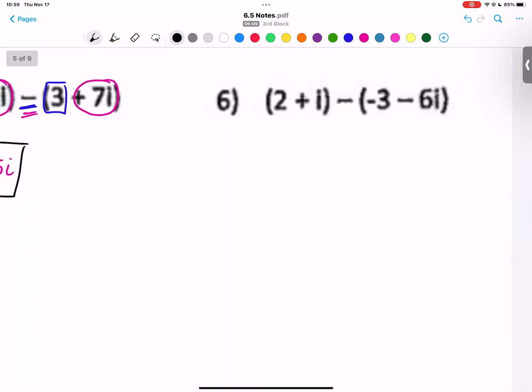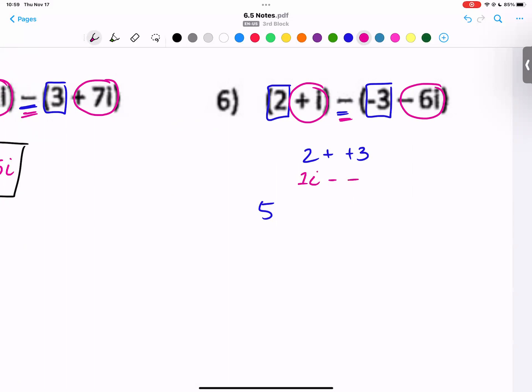Now let's look at this one. We have 2 minus -3. When you have minus and negative, remember, that just becomes a big plus, which gives us 5. And then we have i minus -6i, which again becomes plus. So we have plus 7i.